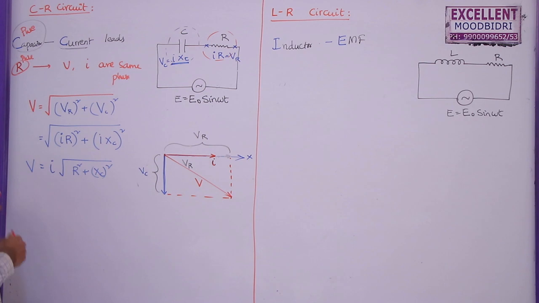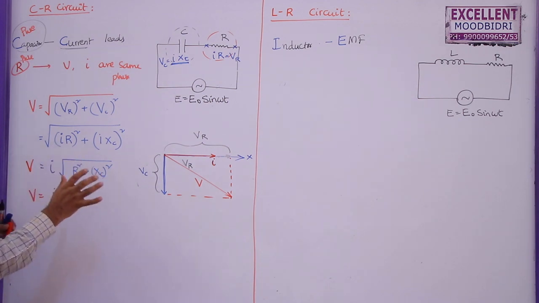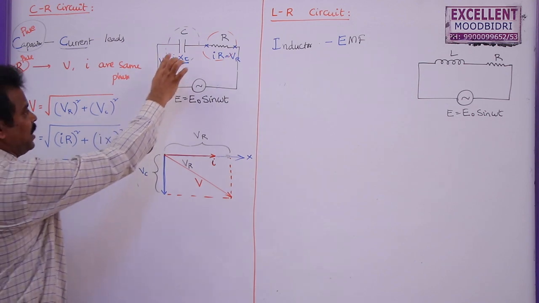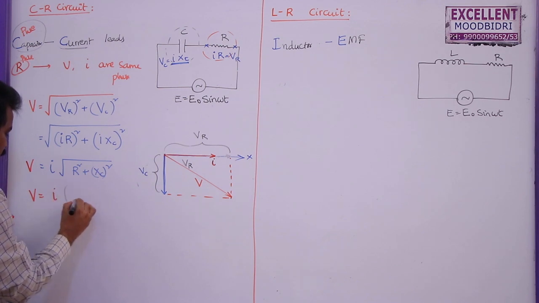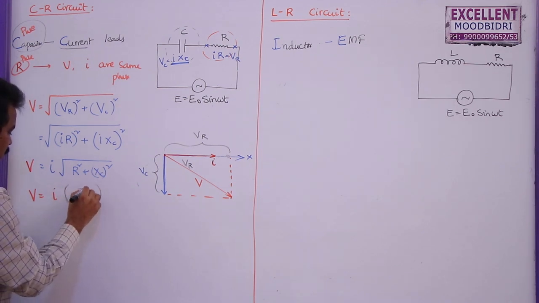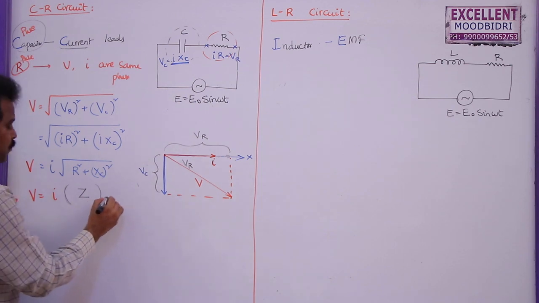So from this we can write voltage V is equal to current I into, we know from Ohm's law, V is equal to IR. That is only for a DC circuit with only one resistor. But this is the total opposition offered by this capacitor and resistor to the flow of AC current. So that's why we call it impedance. Now I am going to write this as Z.